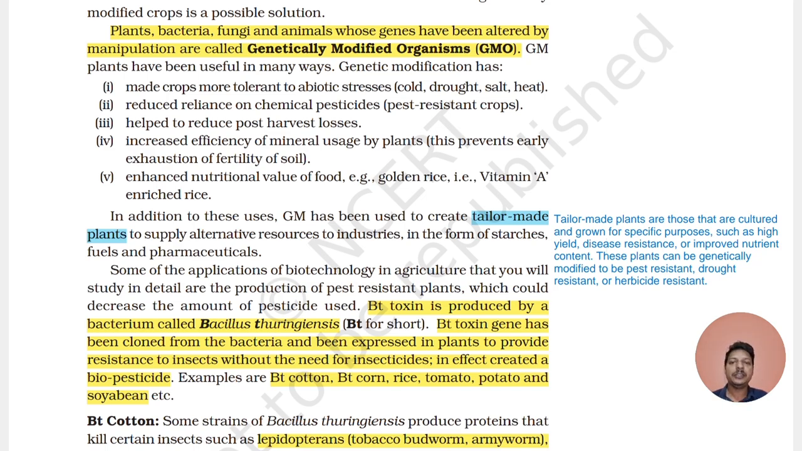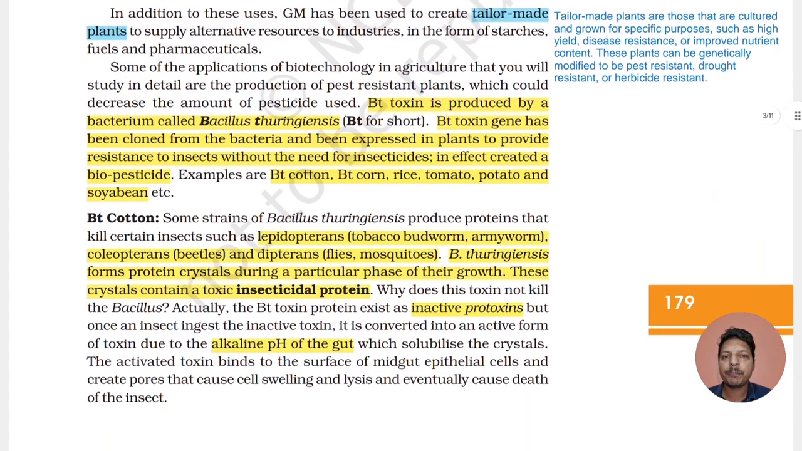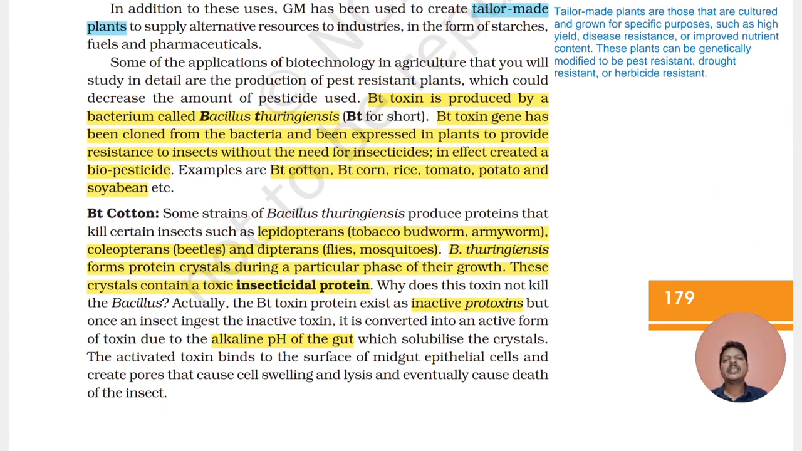In addition to these uses, genetic modification has been used to create tailor-made plants. We already saw that in that PDF. Tailor-made means these are plants that are cultured and grown for specific purposes, such as high yield, disease resistance or improved nutrient content. These plants can be genetically modified to be pest resistant, drought resistant or herbicide resistant. That is called tailor-made plants. Then here the same example is here.